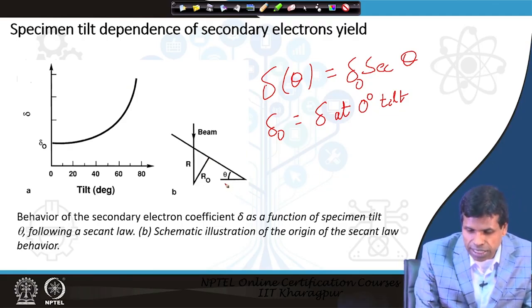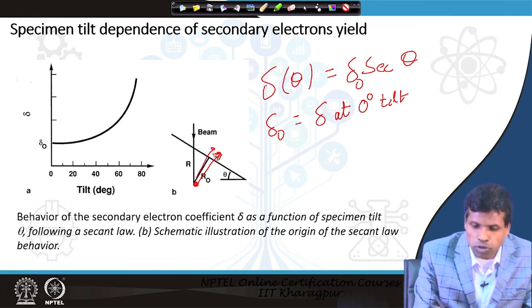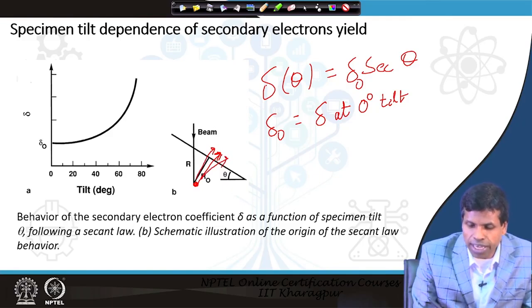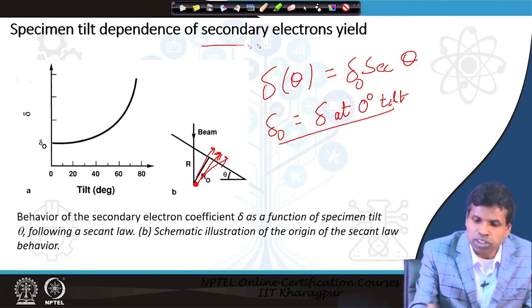As we increase the tilt, the secondary electrons generated here can easily come out because they have to travel a shorter distance. So the escape depth is smaller, they can easily come out, and therefore their yield increases if we increase the tilt angle. This happens for secondary electrons.